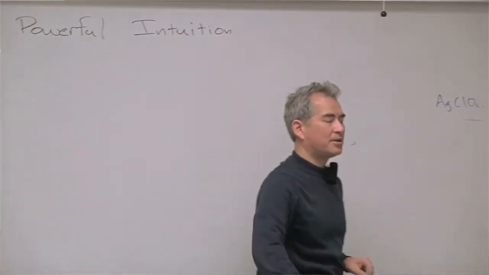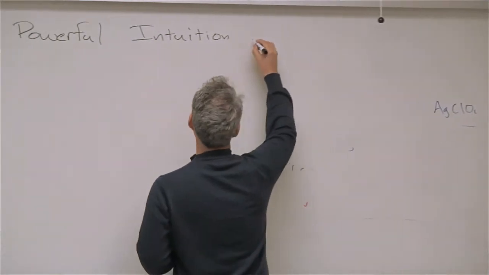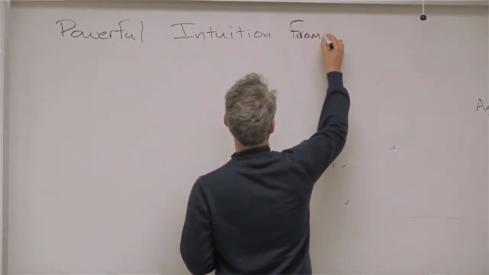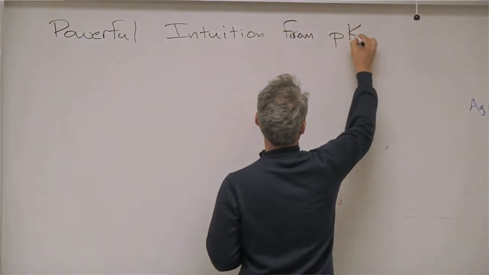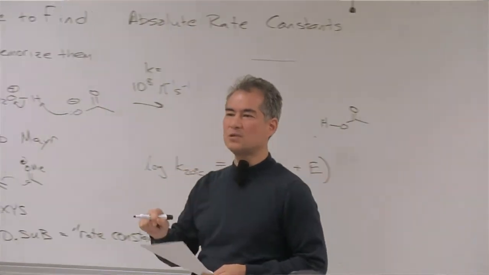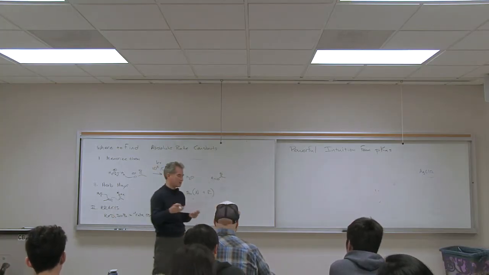And I just want to tell you, don't blow that stuff off. You get powerful intuition by looking at them, and you can quantify those steps. And I encourage you to do that. All you need to know are some pKa values, and you can get very powerful intuition about your reactions and what's going on, what's making them fast, and what's making them slow.